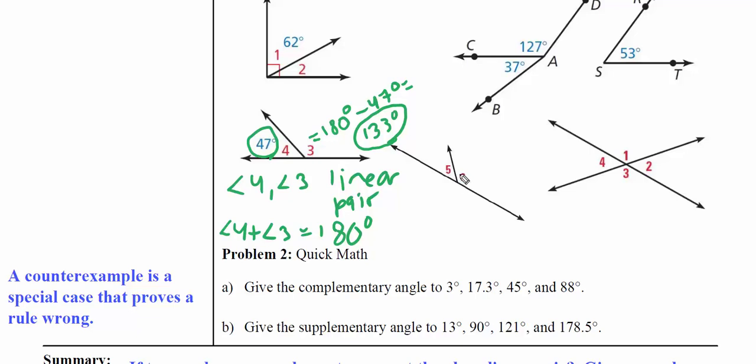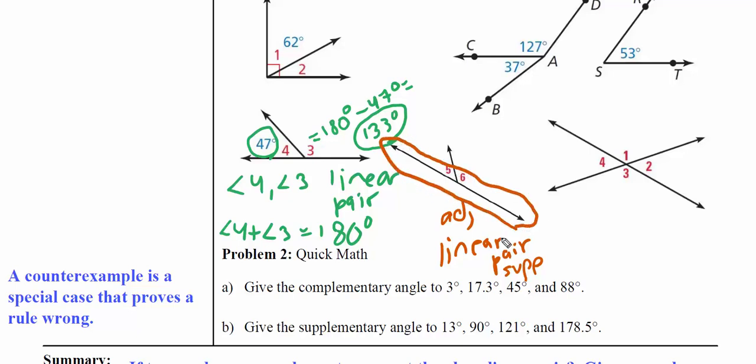Angle 5 and angle 6. Well, once again, we're looking at a pair of adjacent angles, and they form a line that makes them linear, a linear pair. And if they're adjacent and they form a linear pair, that means they're also supplementary. So angle 5 and angle 6 are two adjacent angles that form a linear pair. How do I know they form a linear pair? Well, good golly, this is a line. Right? That was lesson 1.1. We talked about lines. And if it forms a line and they're adjacent angles, then it's going to be supplementary.